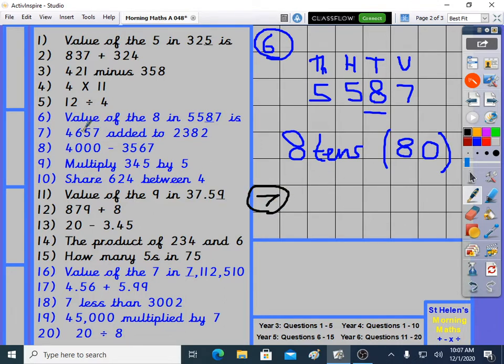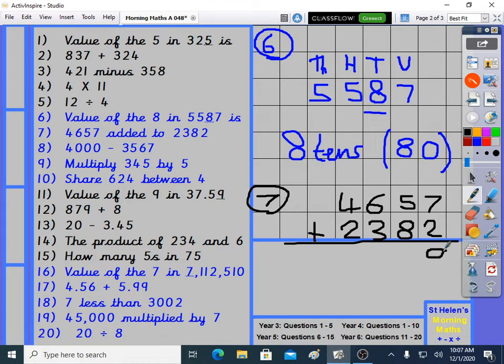4-digit number added to another 4-digit number. This is typical year 4 level addition, 4 digits plus 4 digits. This is what you should be able to do. If this is a bit difficult still, just keep practicing. That's what this is, practicing today. 7 plus 2 is 9. Just checking I copied my digits correctly. Okay. 5 plus 8 is 13. 6 plus 3 is 9, plus 1 is 10. 4 plus 2 is 6, plus 1 is 7. 7,039.